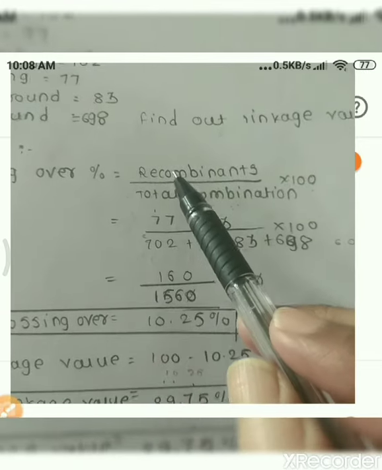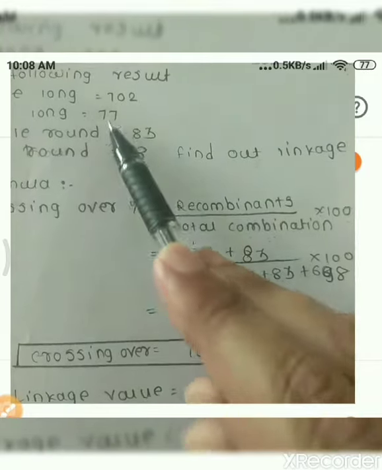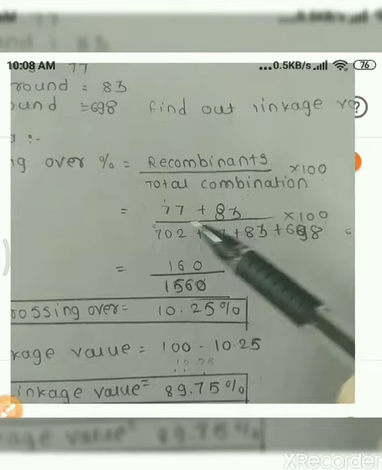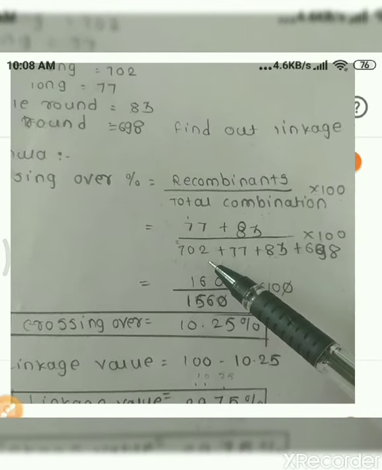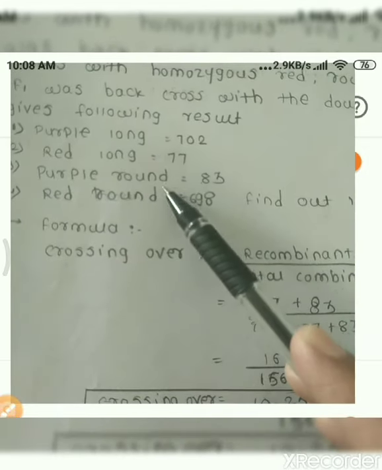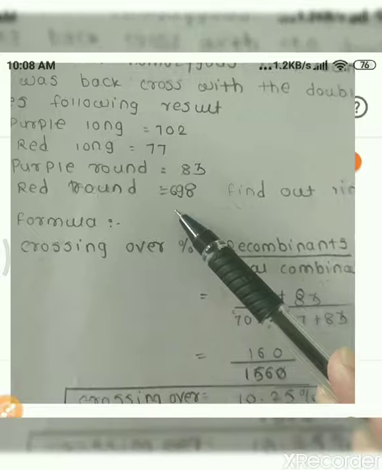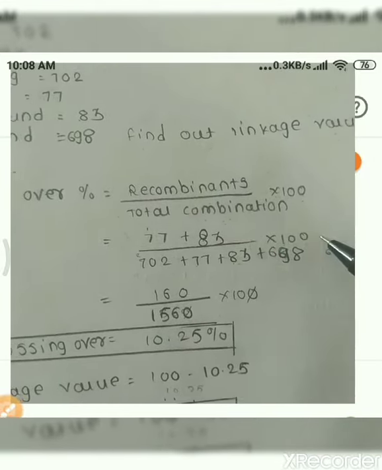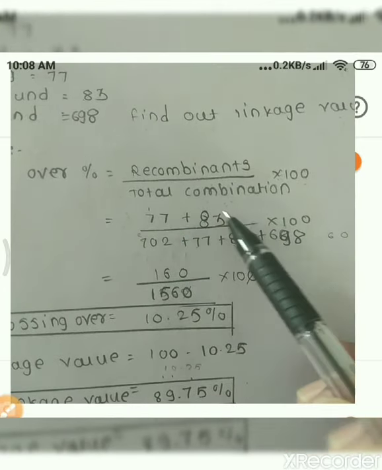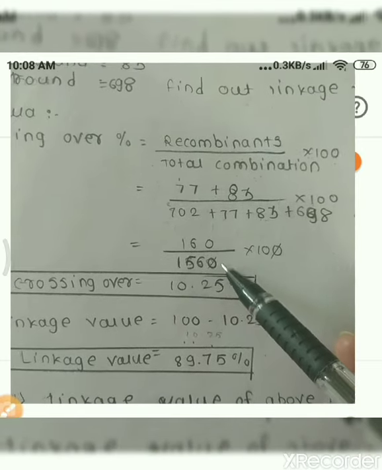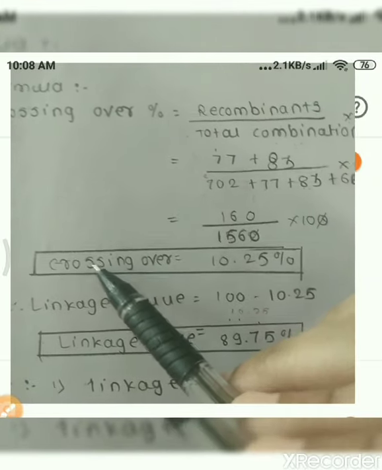Which are the recombinants here? The sum of these two, that means 77 plus 83, divided by total combinations. Total combinations means the sum of all the values, that is 702, 77, 83 and 698, whole multiplied by 100. 77 plus 83 is 160, divided by 1560, whole multiplied by 100. So what is the final answer for this problem?